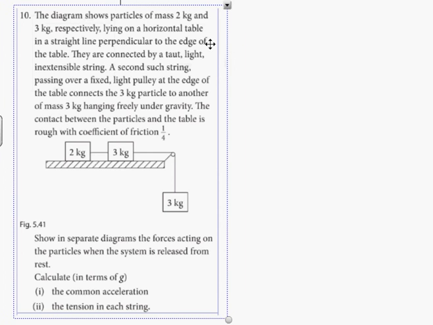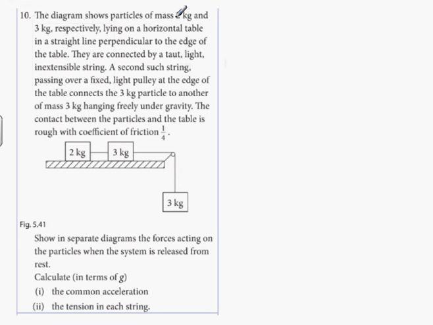Here is a diagram showing particles of mass 2 kilograms and 3 kilograms respectively, lying on a horizontal table in a straight line perpendicular to the edge of the table. They are connected by a taut, light, inextensible string. A second string passes over a fixed light pulley at the edge of the table and connects the 3 kilogram particle to another mass of 3 kilograms hanging freely under gravity. The contact between the particles and the table is rough, with a coefficient of friction of 1/4.